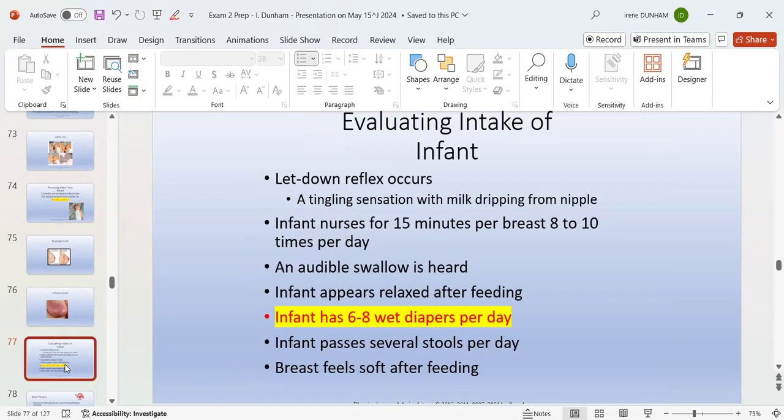And of course, the infant passes several stools during the day. It's another way of evaluating. Another way is that when the baby feeds, he should empty those breasts, so her breast should feel soft after feeding. And moms can hear him swallowing. You're going to feed the baby at least 15 minutes per breast, 8 to 10 times per day. Remember, you need at least 10 times to prevent ovulation from happening. We talked about that.